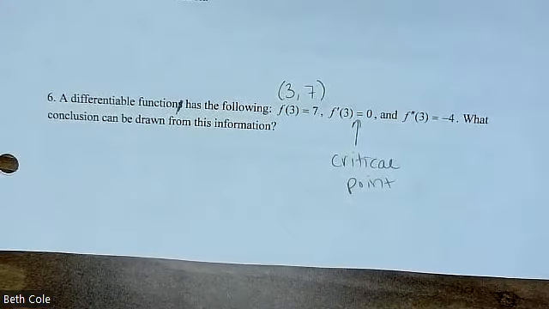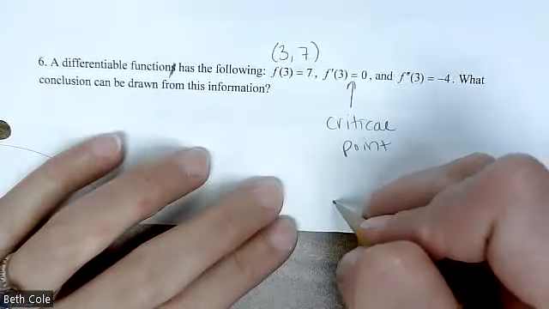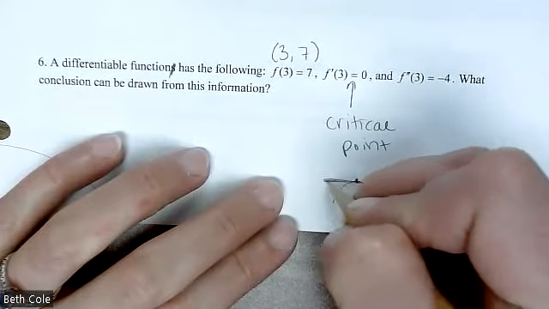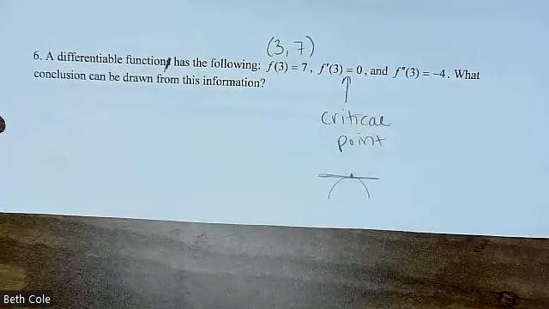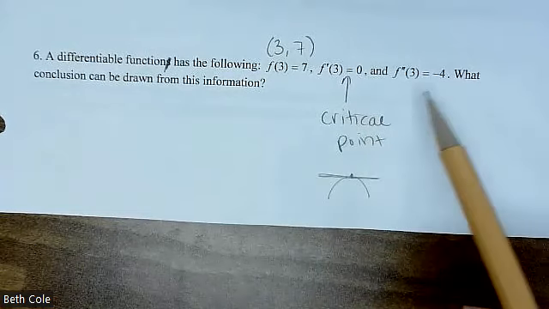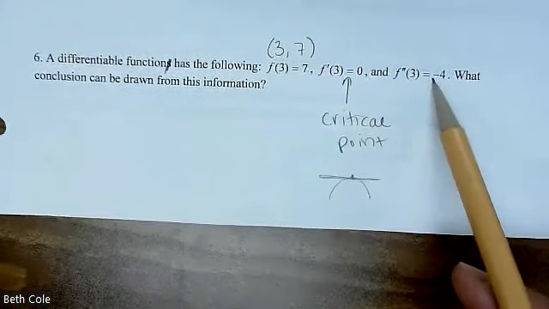I think what you were thinking of, and you're right too, is the horizontal slope. Because that's what that means. It means at that point, you have a 0 slope. Is that what you're thinking? That's correct too. Critical point, though, is what we're looking for, and that's what it would look like. And then this says the second derivative is -4.